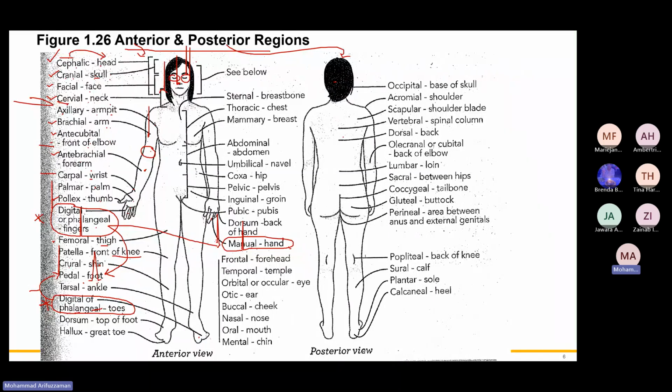On the posterior, we can see the occipital bone, the skull bone. You can also see the scapula, also called the shoulder blade, which is on the posterior. We cannot see this from the anterior side. The vertebral or spinal column is on the posterior, and the lumbar, or the loin, is on the posterior. So this is the posterior view, and sometimes you'll get questions.